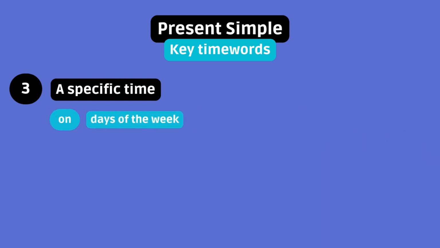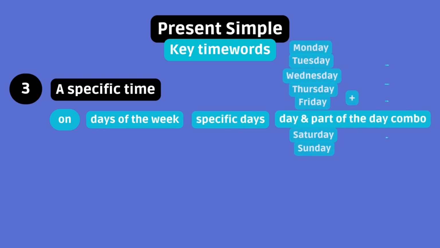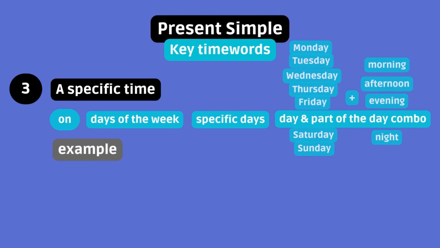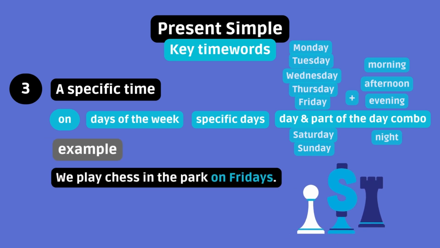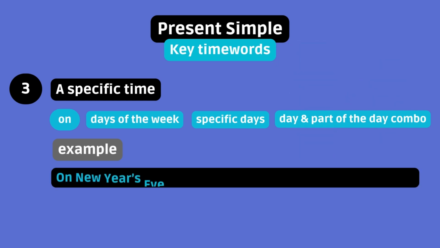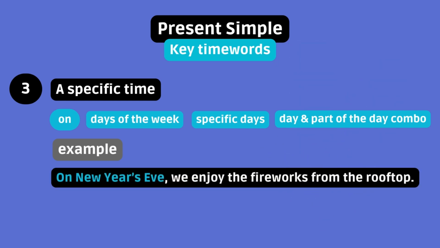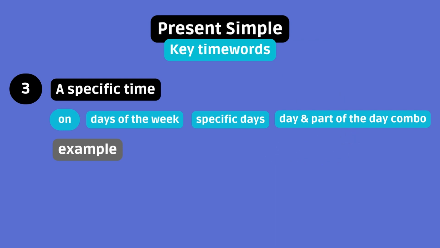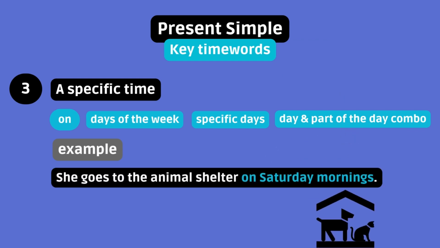On plus days of the week, specific days, day and part of the day combo. Example: we play chess in the park on Fridays. On New Year's Eve, we enjoy the fireworks from the rooftop. She goes to the animal shelter on Saturday mornings.